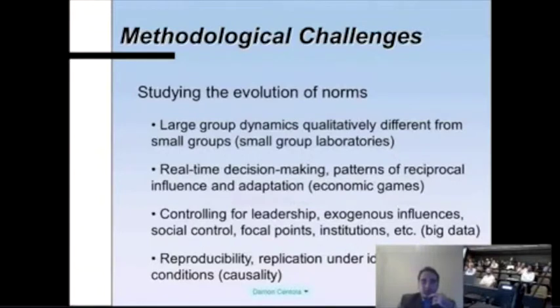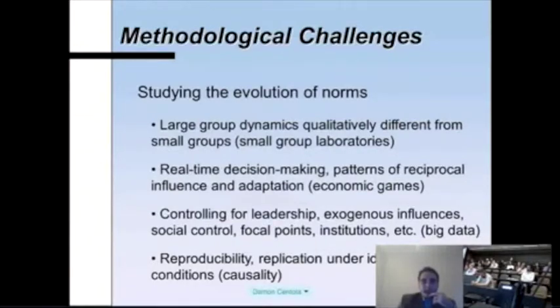So there's been a tremendous amount of work starting in the 50s and 60s at MIT and Harvard on small group lab experiments. And this group research really developed through the 80s and 90s. And in fact, most recently in 2007, Reinhard Selten, the Nobel laureate, was doing very interesting work on language convention, in experiments of just 2 to 4 people.